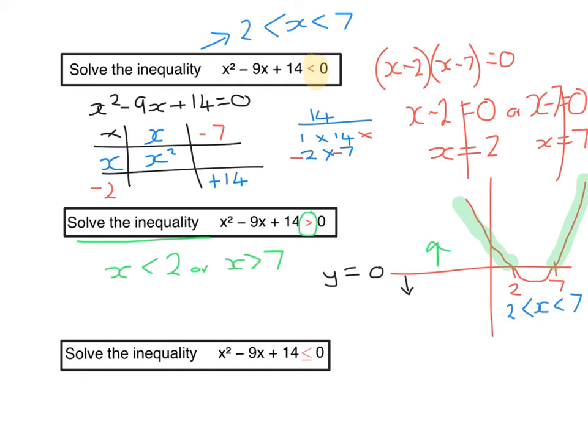And then the last question, again using the same equation but a different symbol. So this time we've got less than or equal to. All I need to do, it's very similar to the first question that we had, but it also includes an equal to. So it's less than, so it's anything below the line, but it's also equal to. So it's x is between, make sure you put the equal to signs, 2 and 7.